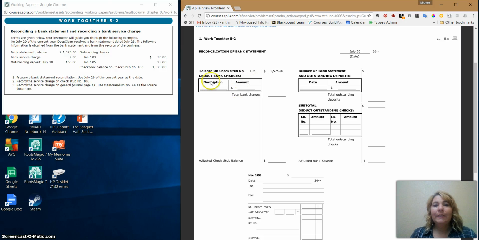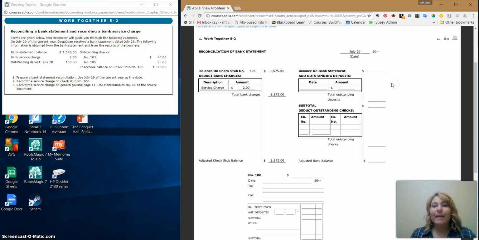Okay. Next it says to deduct any bank charges. Was there any bank charges? Looking over here, yes, there was a service charge of $2. So I'm going to type service charge and $2. Okay, we have to do some math. This is what we thought we had, but the bank took an extra $2 out of our account, so we need to subtract. So that's going to leave 1573 as our balance. That's going to come straight down here, and that's our adjusted check stub balance.